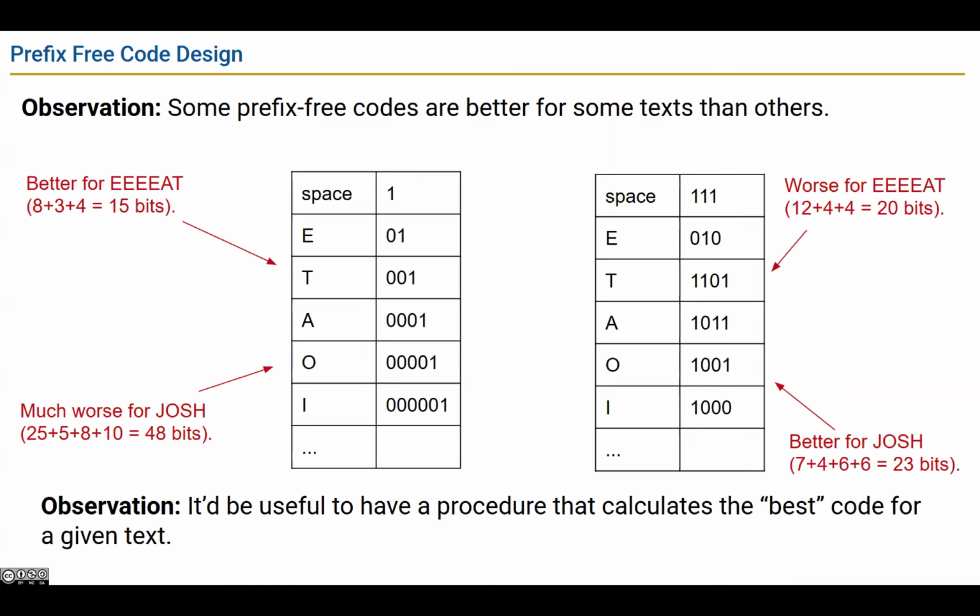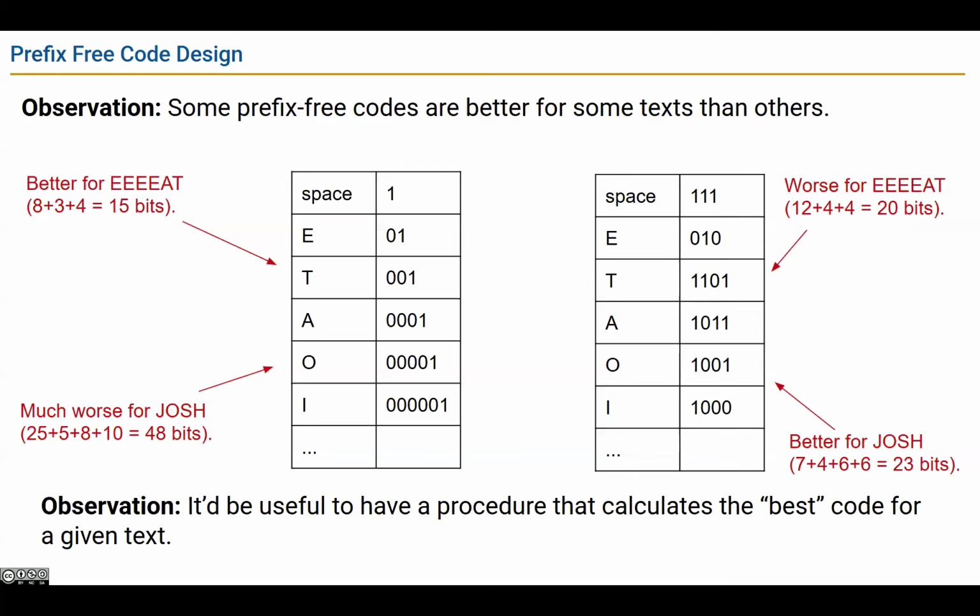On the other hand, if I'm working with the word Josh, Josh has so many bits on the left side because J is a very, very uncommon letter. It goes all the way at the very end, and it has 48 total bits. Whereas the right side, Josh, is 23 bits, much smaller. So it might actually be better to calculate what the best code is for a given text. It might differ depending on which text we're working with, right?